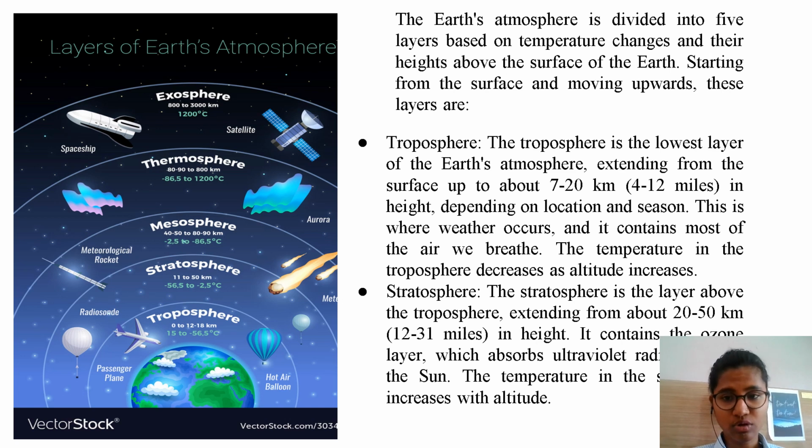So, what is the troposphere? The troposphere is the lowest layer of the Earth's atmosphere, extending from the surface up to 7 to 20 km, that is 4 to 12 miles in height. Depending on the location and season, this is where weather occurs. It contains most of the air we breathe. The temperature in the troposphere decreases as the altitude increases.